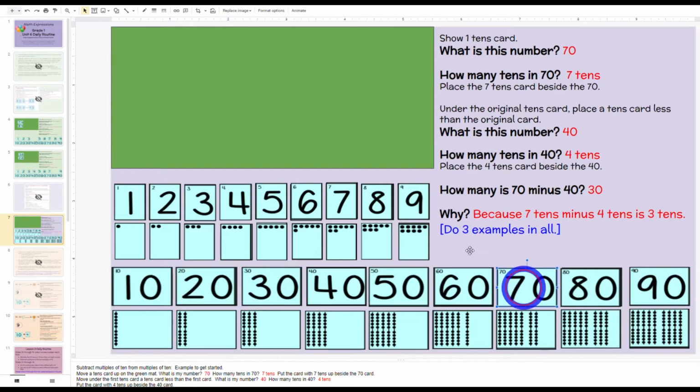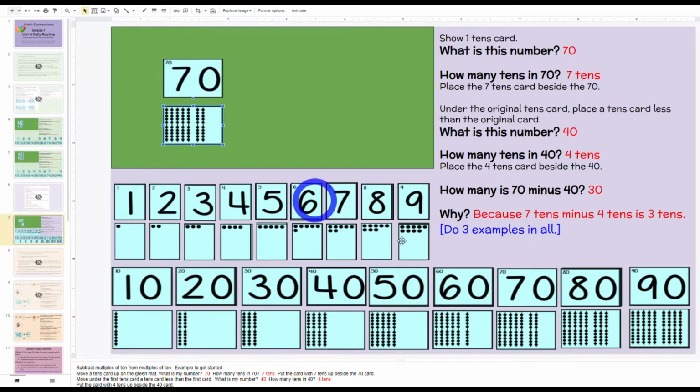So you show them a number. What is this number? 70. How many tens are in 70? Class, 7 tens. What is this number? Class, 40. How many tens are in 40? Class, 4 tens. How many is 70 minus 40? Class, 30. Because 7 tens minus 4 tens equals 3 tens.